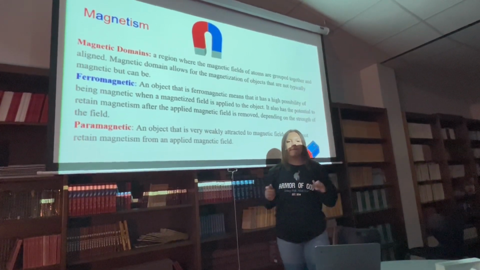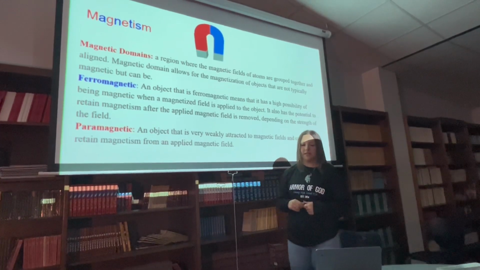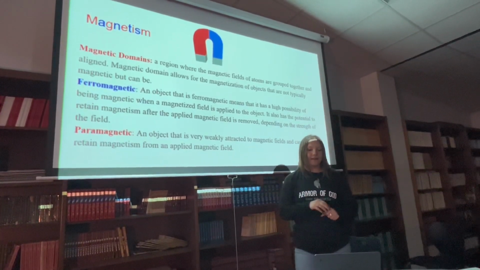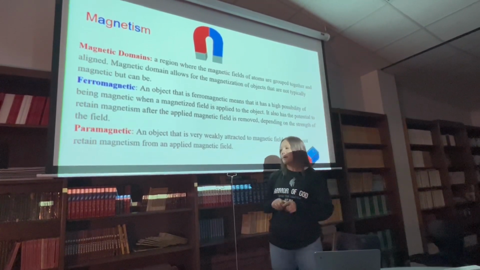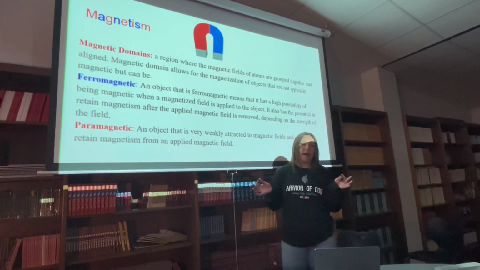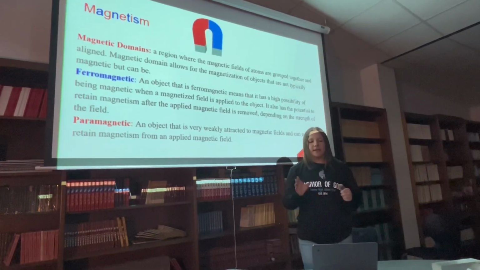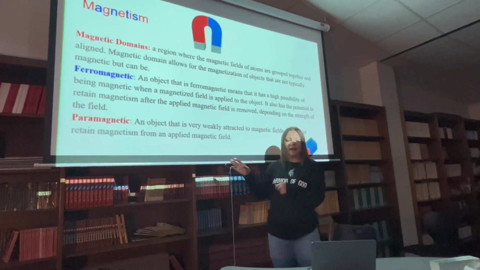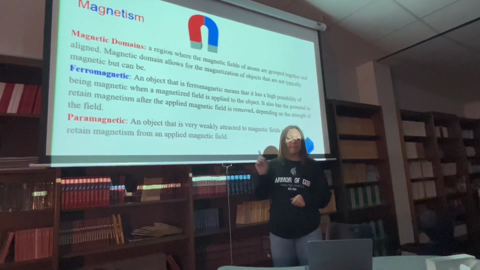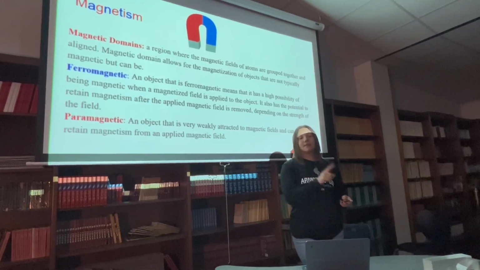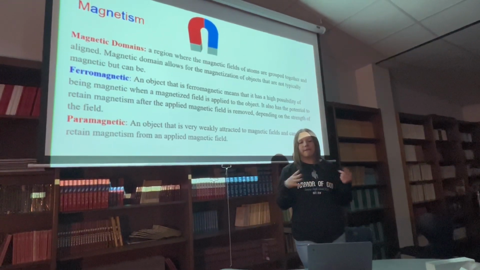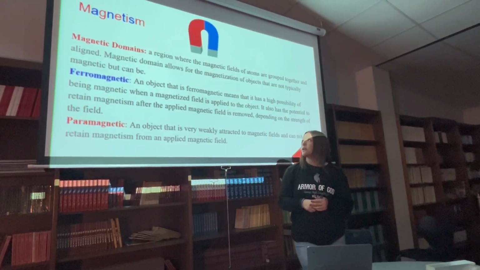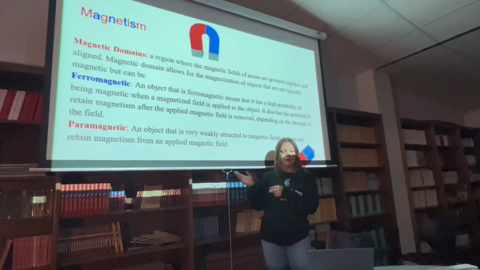Next, we're going to talk about ferromagnetism. An object that is ferromagnetic has a high possibility of being magnetic. Not a magnet, though. This is only magnetic when there's a magnetic field applied to said object. But it can retain magnetism for a period of time, depending on the strength of the applied field.